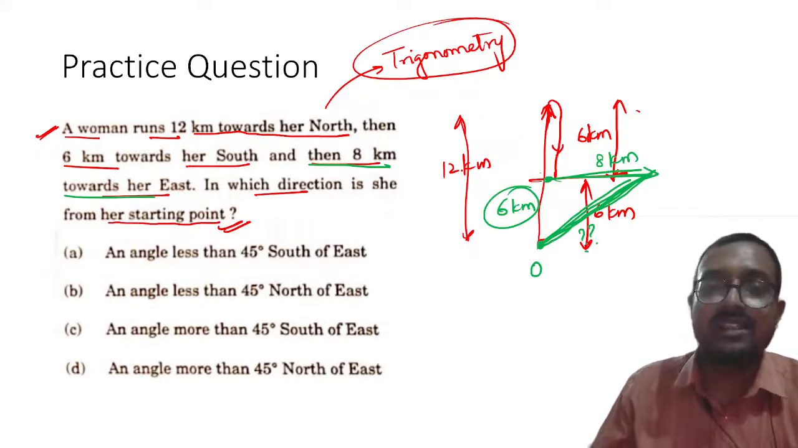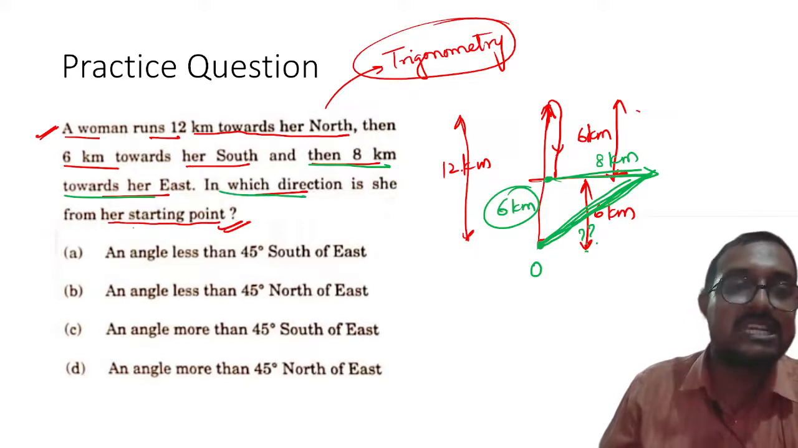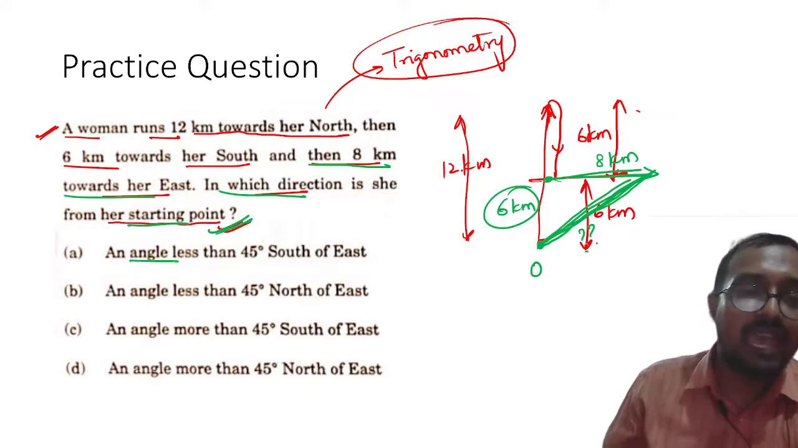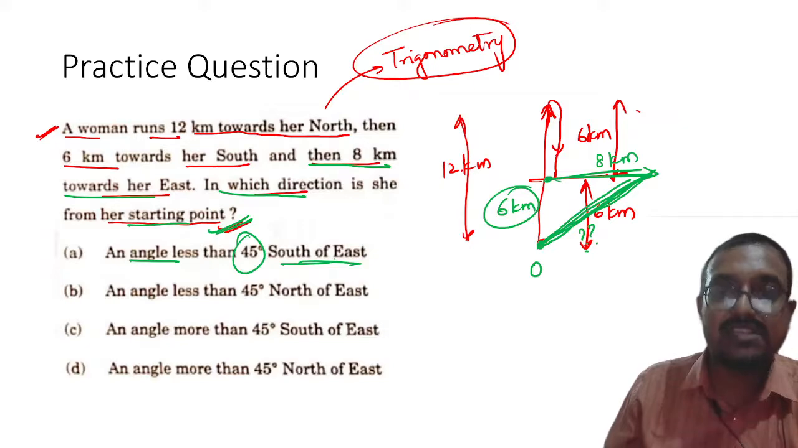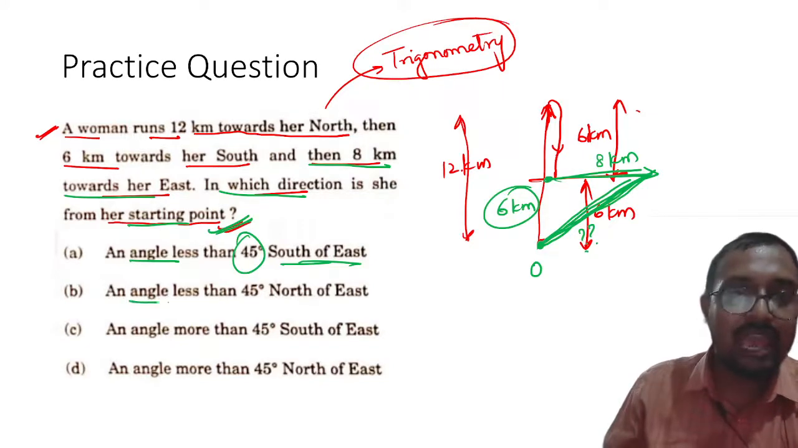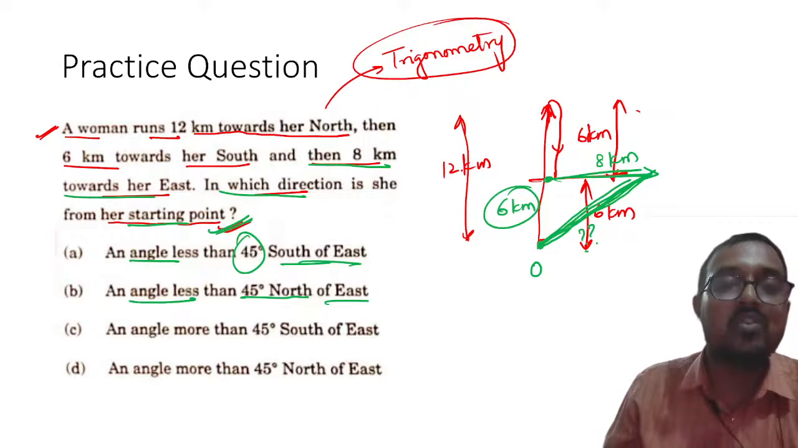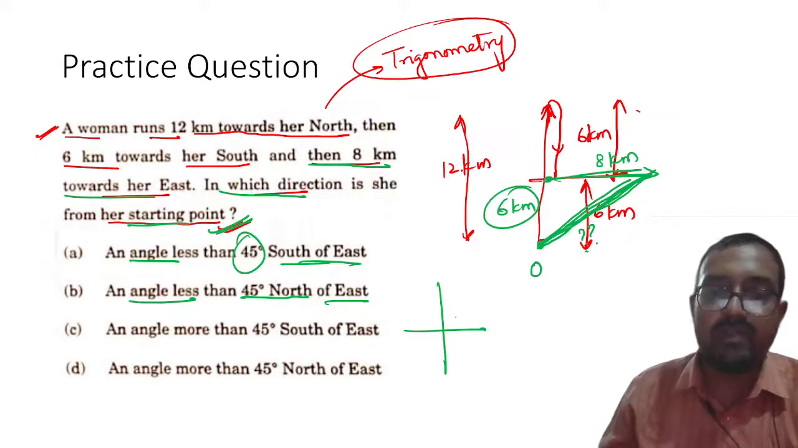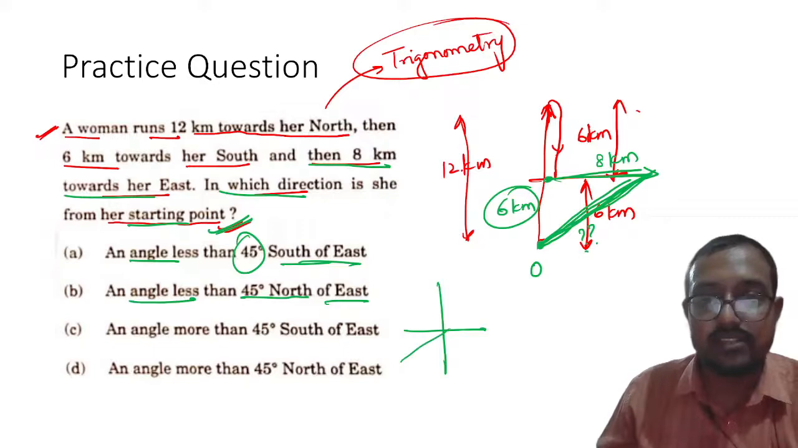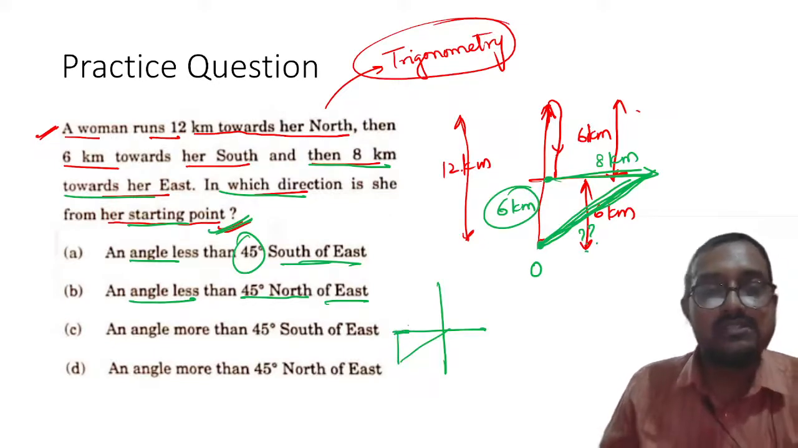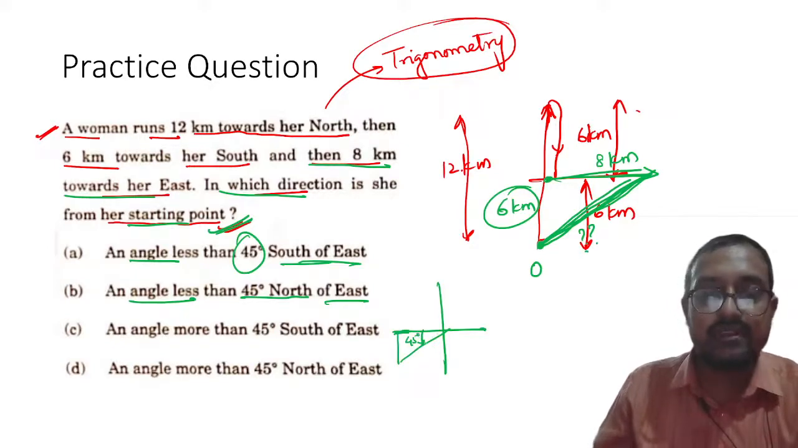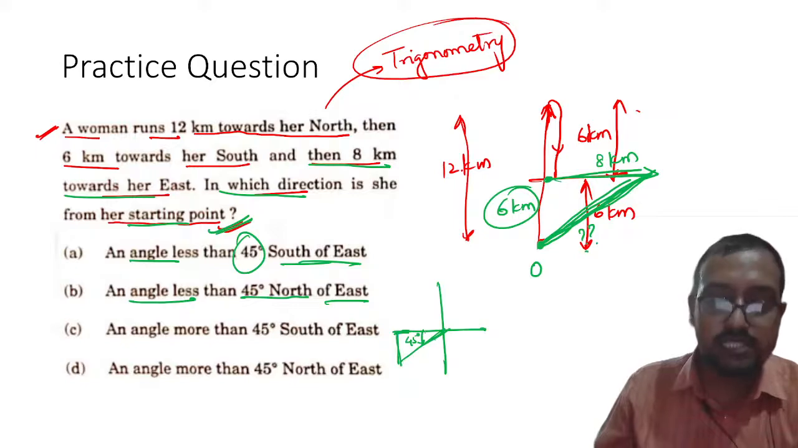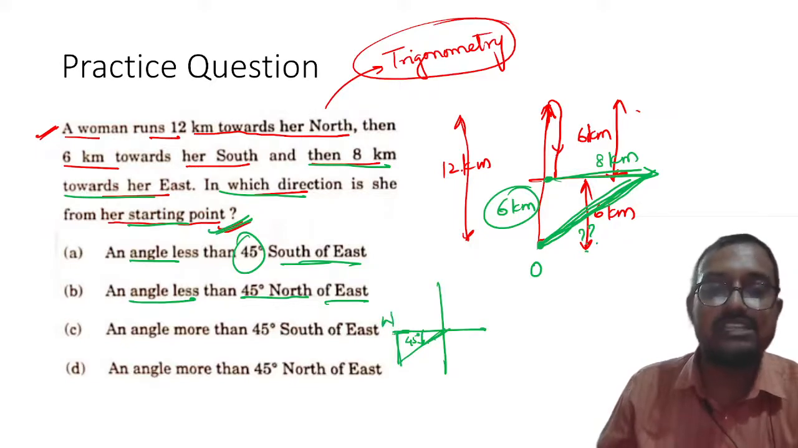Now what they are asking is, in which direction is she from the starting point? An angle less than 45 degrees south of east. South of east, what is the meaning of that? An angle less than 45 degree north of east. So see my dear students, what will happen whenever you draw a diagram like this? You will start referencing the points. For example, this is 45 degrees south of west. Understood? 45 degrees south of west.